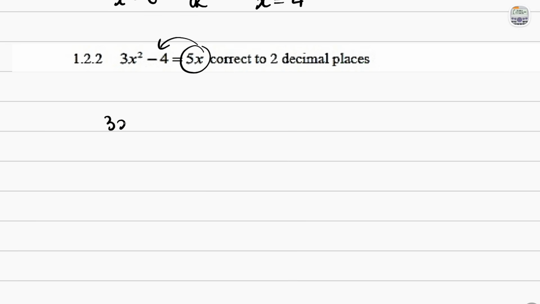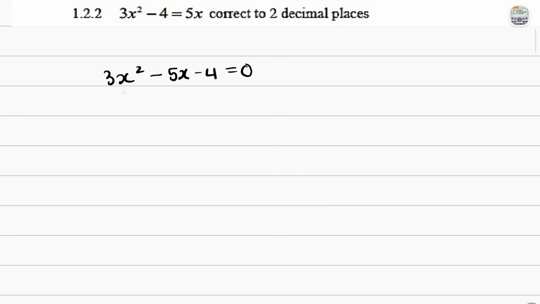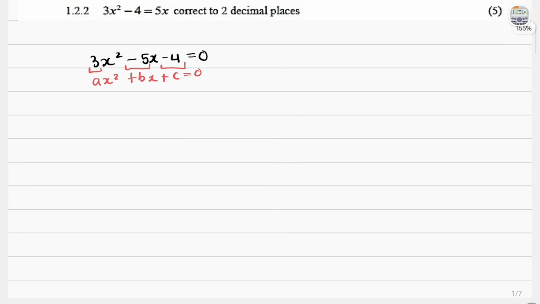So we have 3x squared, and so put it in the order of its exponents so it is in its standard form. So we have minus 5x and then minus 4 is equal to 0. And now it is in the form of ax squared plus bx plus c is equal to 0. So we can see that the value of a is 3, the value of b is negative 5, and the value of c is negative 4.